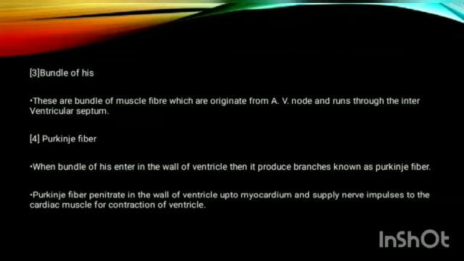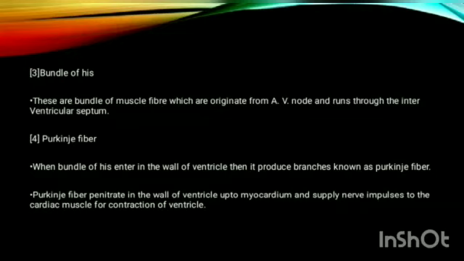Next point, bundle of His. These are bundle of muscle fibers which originate from AV node and run through the interventricular septum. It is also known as His pleura and it is clearly seen in the wall of heart of ox.